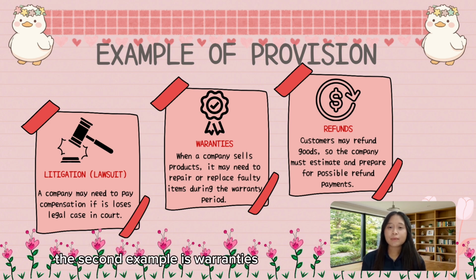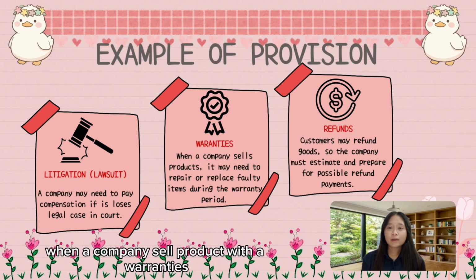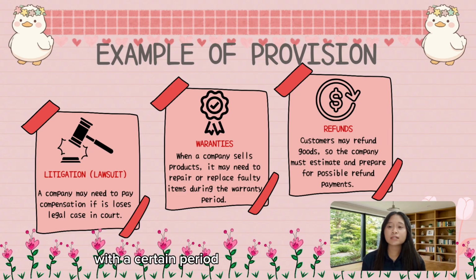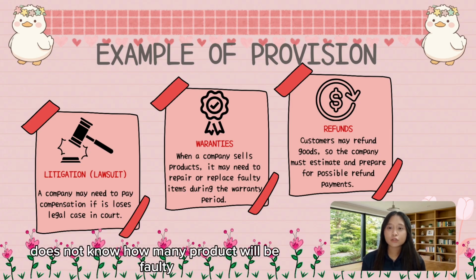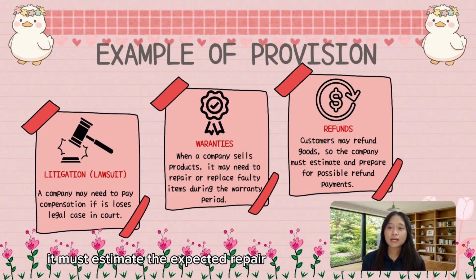The second example is warranties. When a company sells a product with a warranty, it promises to repair or replace any defective item within a certain period. Even though the company does not know how many products will be faulty, it must estimate the expected repair cost and record it as a provision.